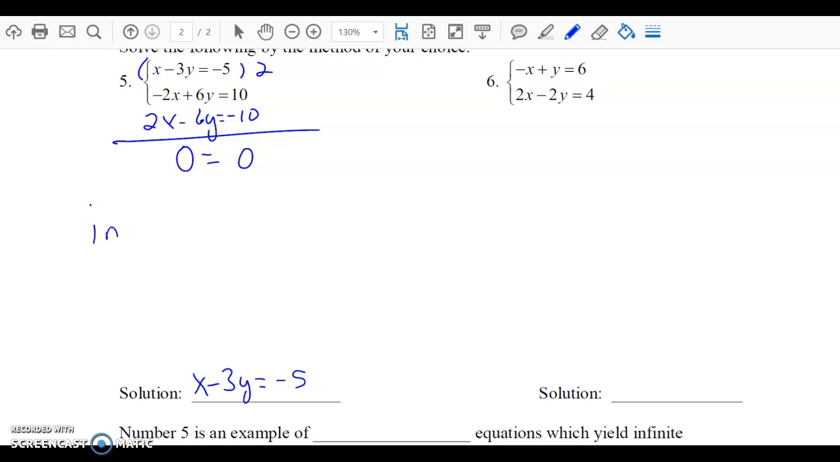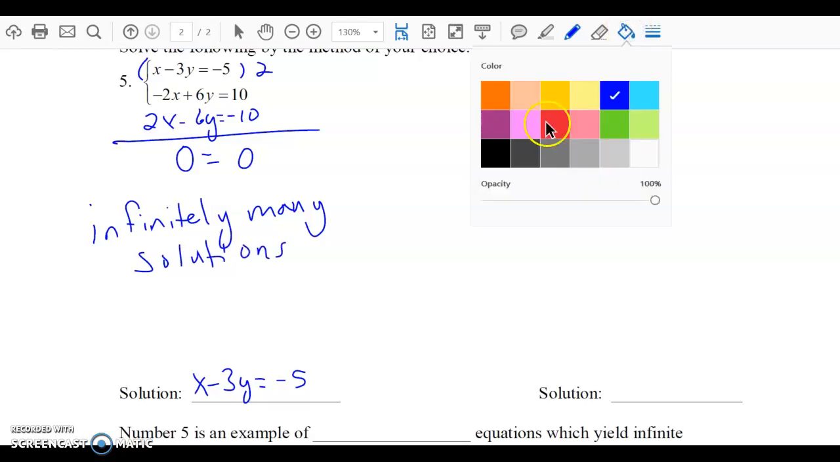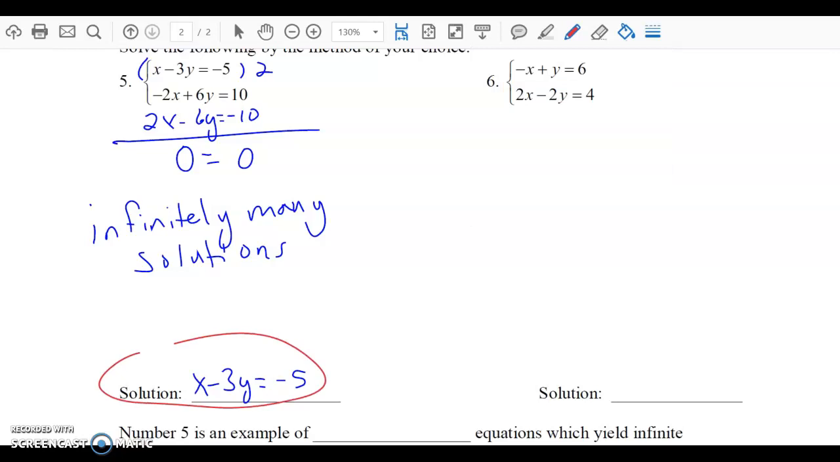We would say there's infinitely many solutions. But the actual solution for our answers on a test would be the line x minus 3y equals negative 5. Because basically, these two lines right here are the same. So they lay on top of each other, so therefore any coordinate on that line will satisfy both equations.